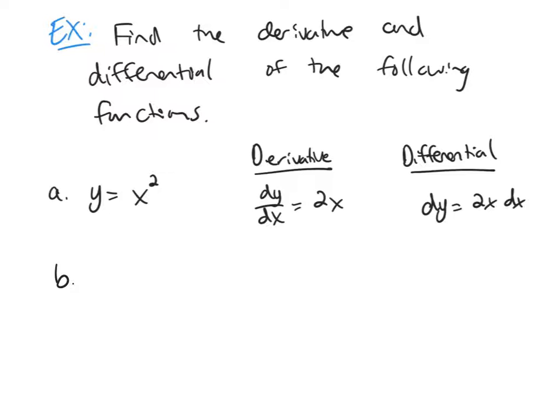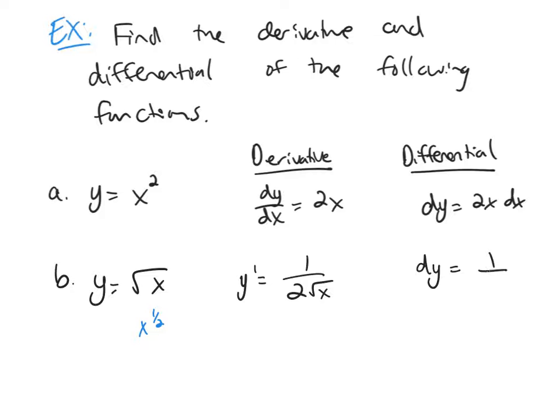Let's look at a different function now. y equals the square root of x. So what is our derivative here? y prime. Think of this as being x to the 1/2, and now do the power rule. 1/2, it'll be x to the negative 1/2, which means it's in the denominator, it's square root of x. So then dy would be our differential, 1 over 2 square root of x dx.